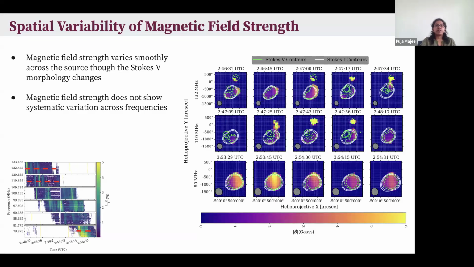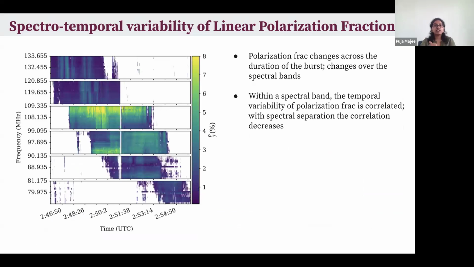Now with that, we would like to go into the linearly polarized fraction. So this is the variation of the linearly polarized fraction. Again, these are the 6 different frequency bands and the times. And as you can see here, the linearly polarized fraction goes up to 12%. And also at different frequency bands, it is very, very different from each other.